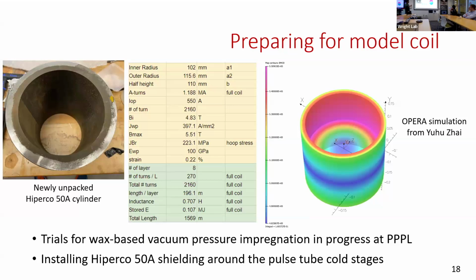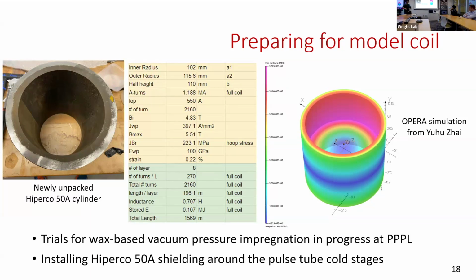So now we are very much preparing for this test coil. Here's an Opera simulation of this test coil. As I mentioned, it's about a 200 millimeter bore, about the same in the total height. A number that I want to point out here is this 223 megapascals of hoop stress. I mentioned that there needs to be some structural reinforcement to prevent fracture, and this is something that the PPPL folks are very much working on.